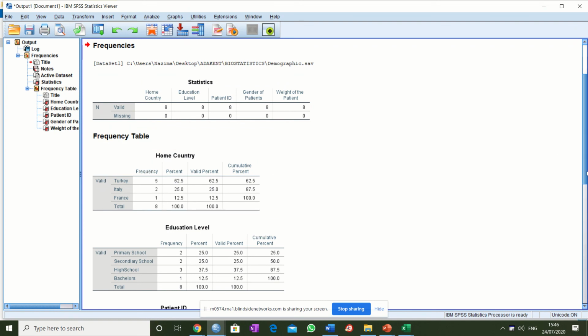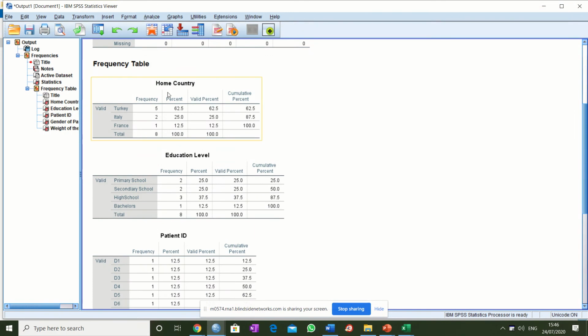Okay. So in this frequency table we count them. Turkey 5. There are 5 patients from Turkey. There are 2 patients from Italy. There is 1 patient from France. Okay, we count them. These are percentages, and they are important for us. That's our job: counting, finding percentages. But we are not going to count them by hand. We are going to learn how we can use programs to count them and how to interpret them.